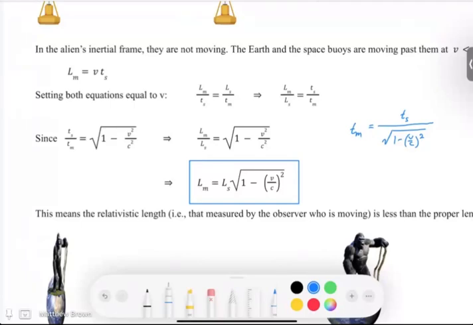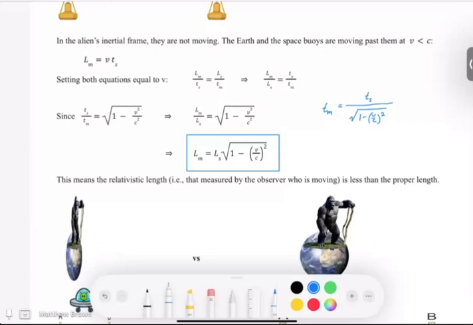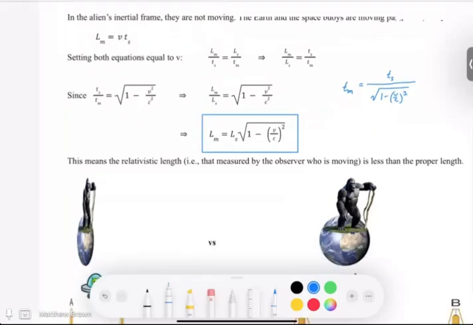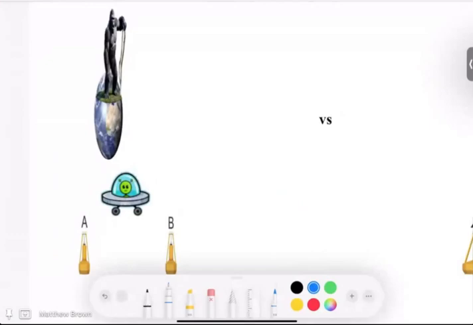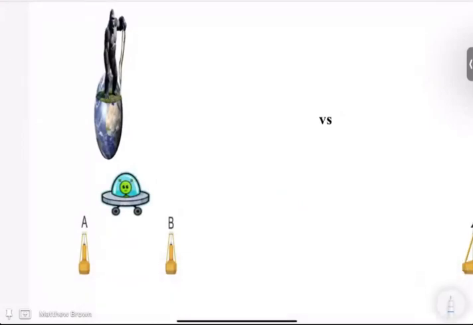That is, the length seems to contract. It seems to get shorter for something that's moving. And that has really interesting implications. Again, if you take the inertial reference frame part seriously, that means for the alien, this is what they see. They see Earth and these space buoys get closer together.